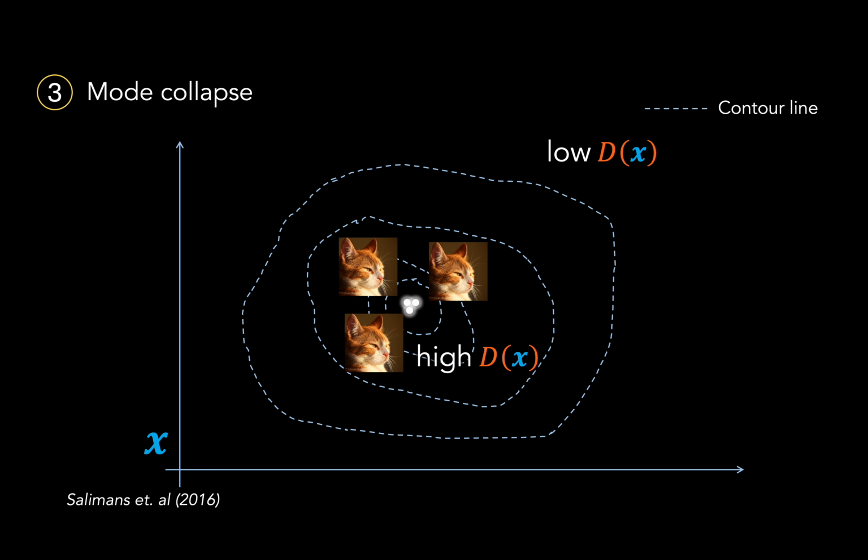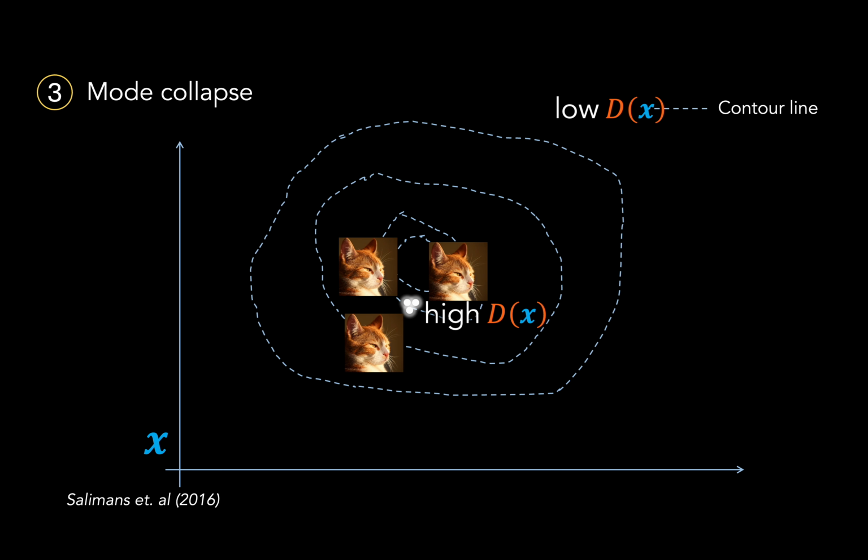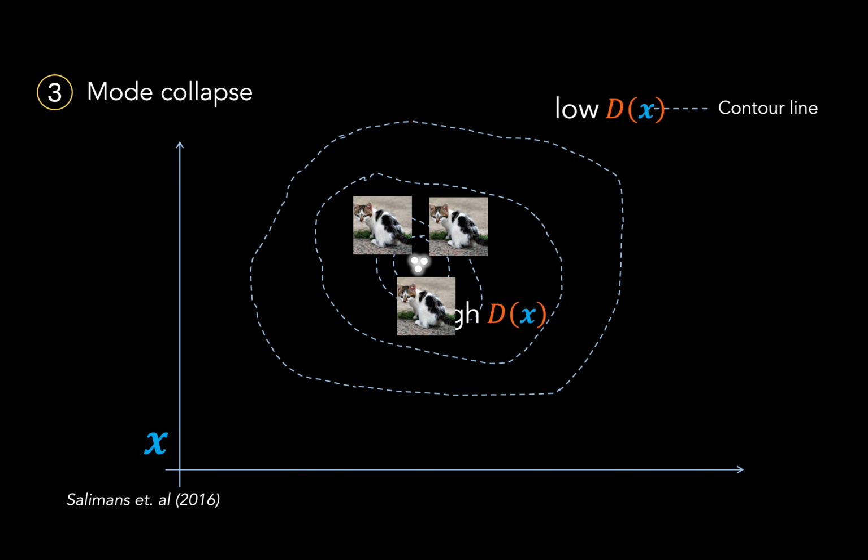Now, of course, the discriminator can then adapt and realize that these points are generated, which we can visualize as a shifting of the contour map. But then, when the generated points move due to the gradient update, they all move together. And so what we have is a cluster of generated points that will continue to all look the same.